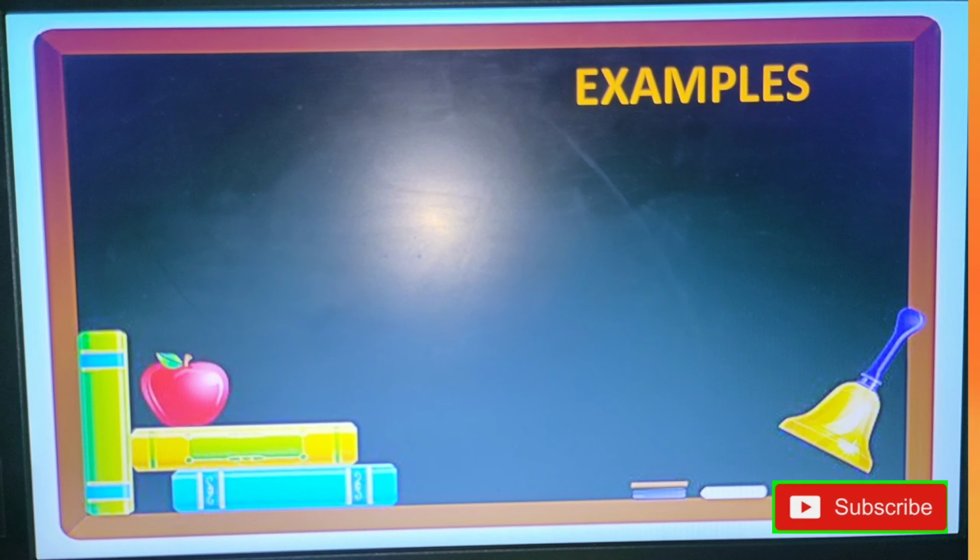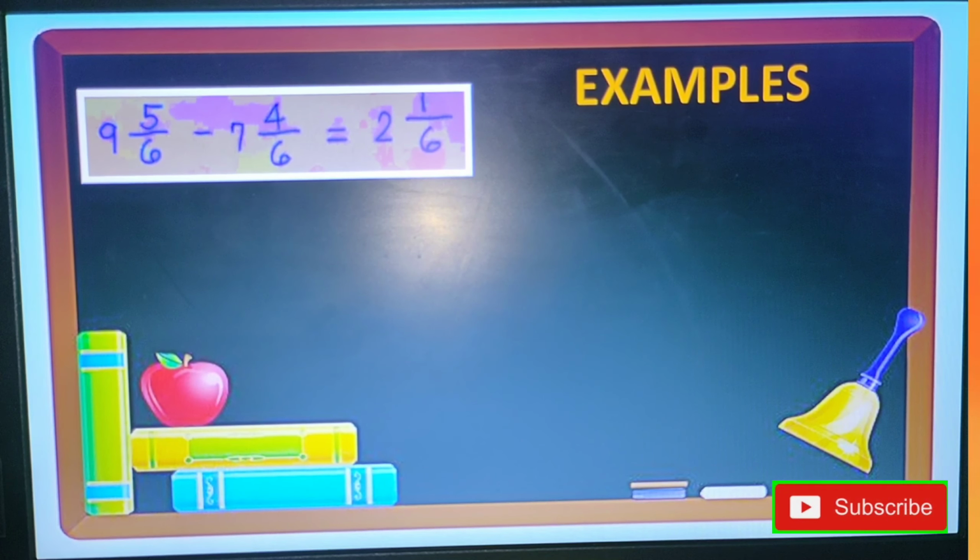Before we proceed to the next examples, let me remind you of the following. Adding mixed fractions, you can add first the whole numbers, then the fractions. But in subtracting fractions, you must subtract first the numerators or the fractions before the whole numbers. And now, let's proceed.